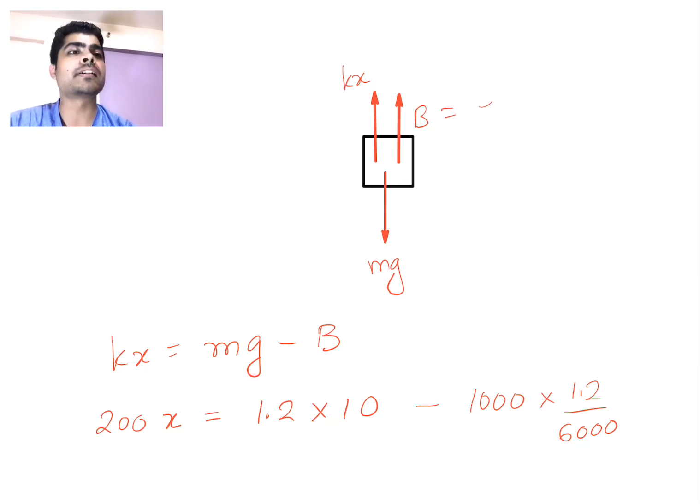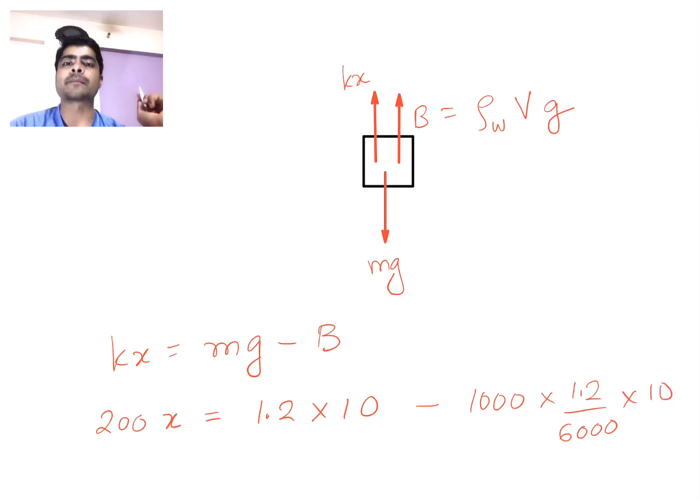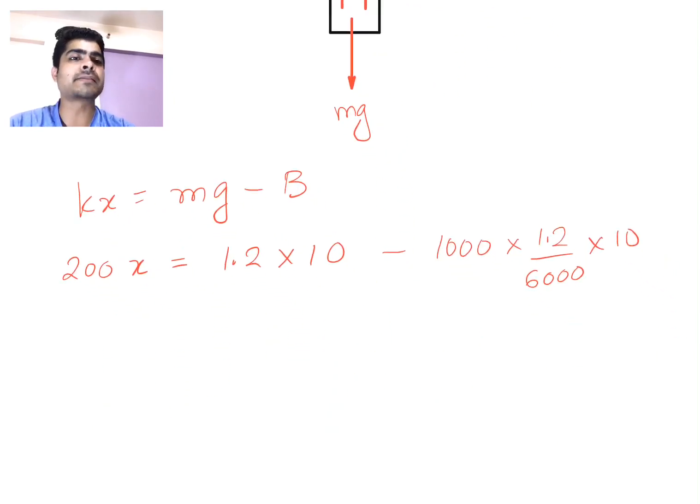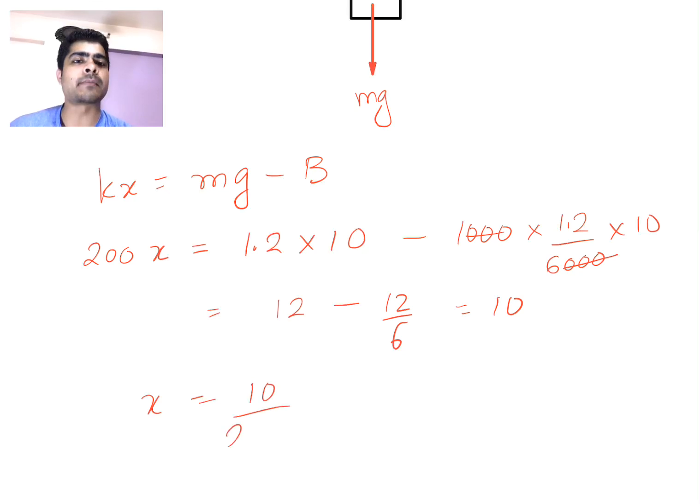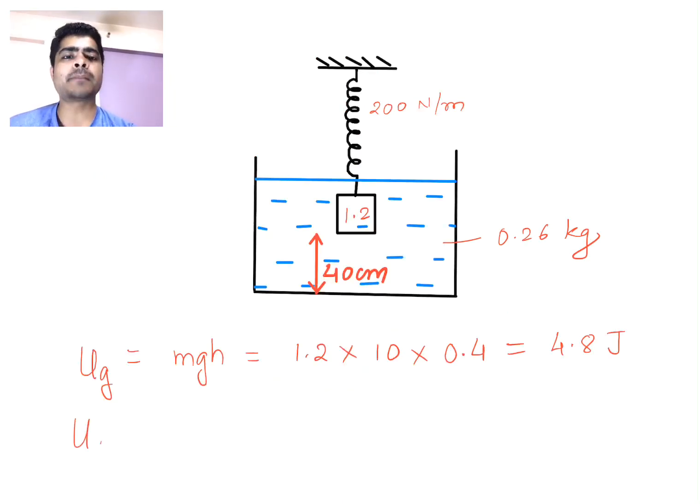Okay, buoyant force is what? Density of water into volume of block into g. So we wrote density of water, we wrote the volume of the block, and now g will be 10. Okay, so let's solve this equation to find x. So this is equal to 12 minus, 3 zeros are gone, again 12 by 6. So 12 by 6 is 2, so this is basically equal to 10. So x will be 10 divided by 200 meter, and that is equal to 0.05 meter.